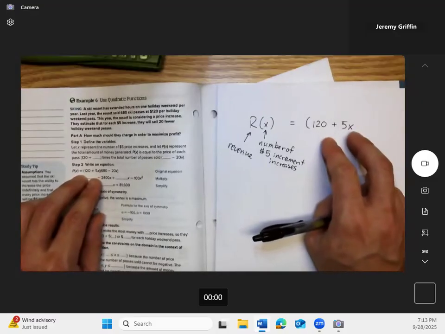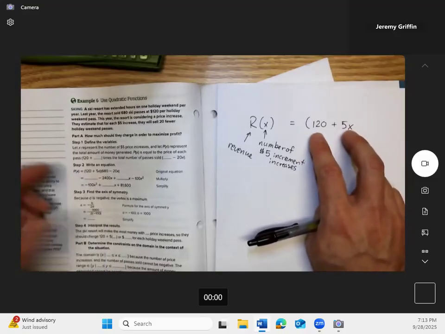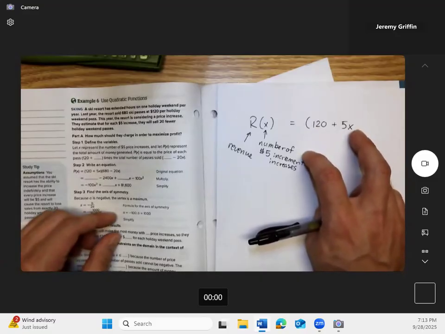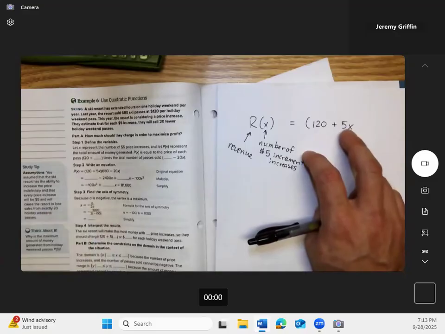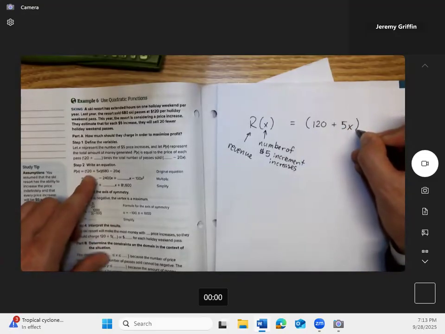For example, here, just to make sure you guys follow. If you had one of these increment increases, that means you're increasing the price by only $5, which would bring the price to $125. If you had two of these, you plug in 2 for x, this would be 5 times 2 is 10. Now we're up to $130. Yeah, this is checking out. So this would be the new price.